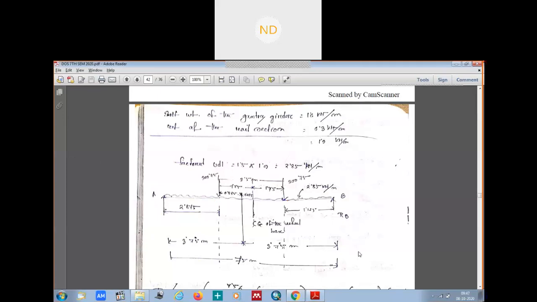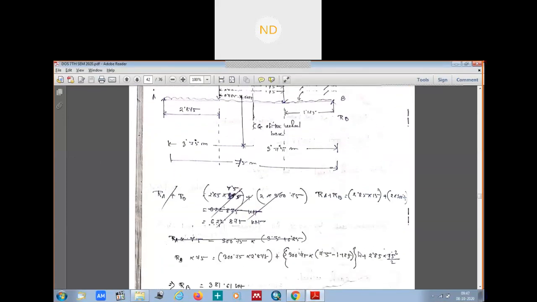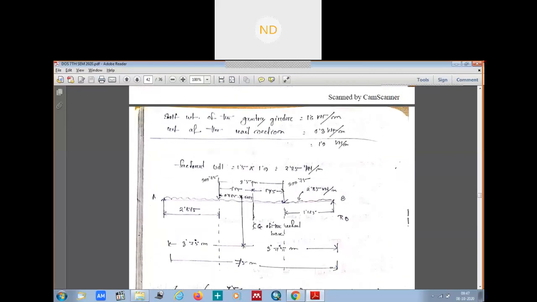Okay, so let us see how much of this thing, right? Let us do it ourselves here. So what are the reactions which we can get here now? This was Ra, Rb. Now you see here, if we take the moment about A, this will be Rb into this much. Rb into how much? Rb into 7.5.